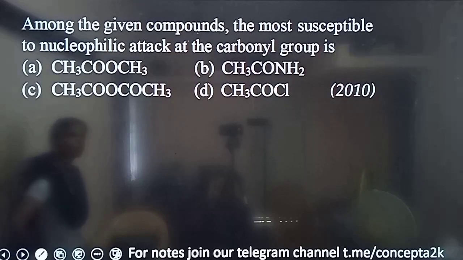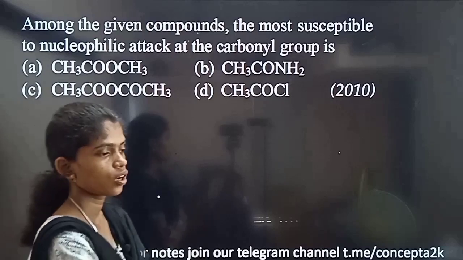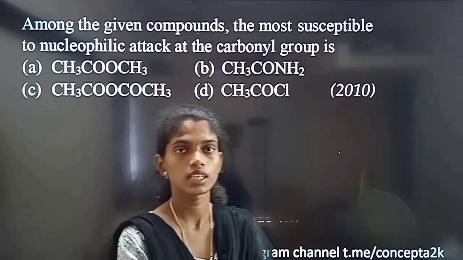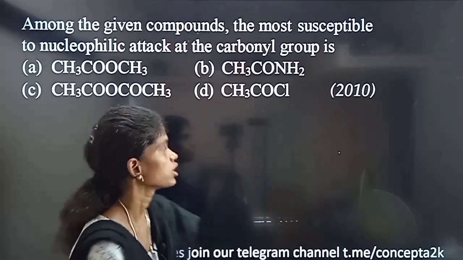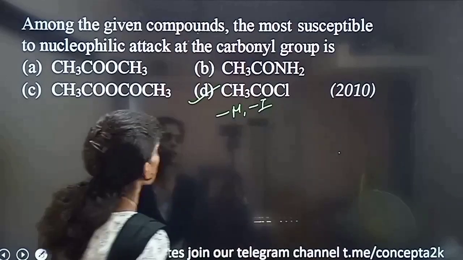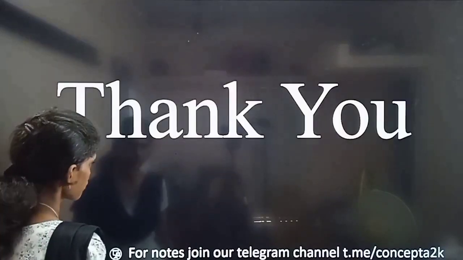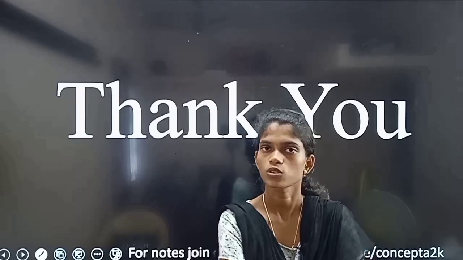Among the given compounds, the most susceptible to nucleophilic attack at the carbonyl group is? Options A, B. In nucleophilic attack we should consider the electrophilicity of the reactant. So here option D is the right answer, with the -M, -I effect. Okay, so that's all about aldehydes, ketones and carboxylic acids.